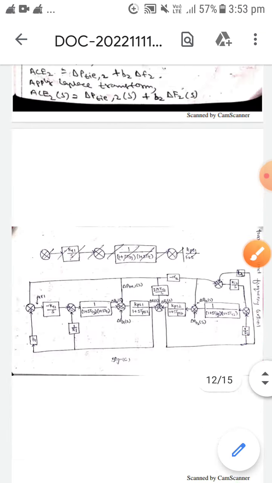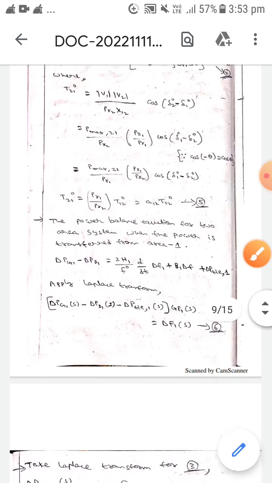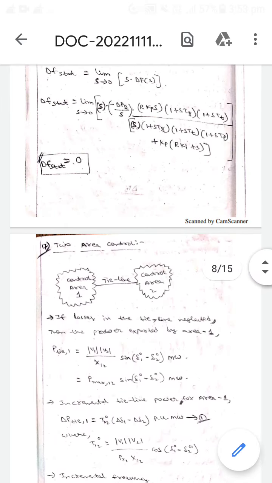This is all about the two-area load frequency control. I hope you understand, guys. This is all about the two-area load frequency control.